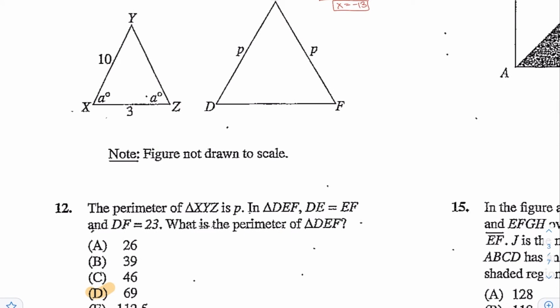All right, so here we're now drawing a scale. The perimeter of triangle XYZ is P. In triangle DEF, DE is equal to EF, and DF is equal to 23. What's the perimeter of triangle DEF? All right, so here you know that in triangle DEF, DE is equal to EF, and that DF is equal to 23.